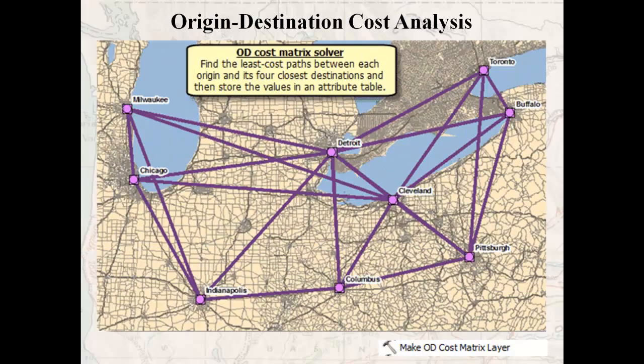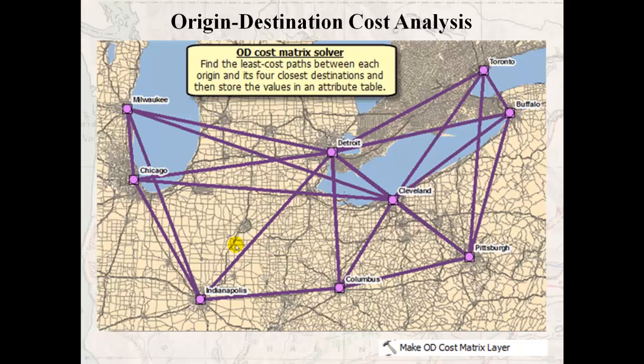Origin destination cost analysis. What that does is you give it a set of input points on the network, and it goes out and it calculates the distance on the network, linear reference, not a straight shot reference, between each point and every other point. Now what this shows is straight shots, but what it's doing is it's calculating a network distance between each point and each other point, and it stores that in the attribute table for each of the points.